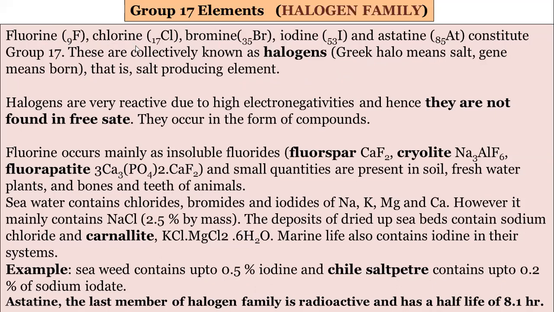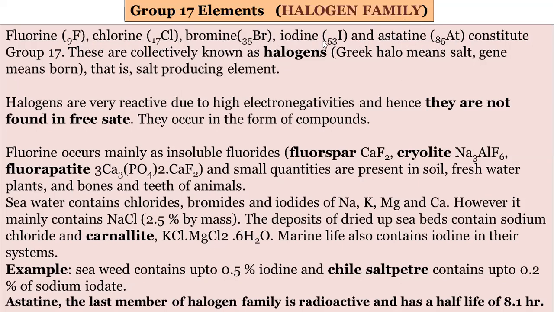Then FClBrI. This is a short form to remember. F fluorine, Cl chlorine, Br bromine, and I iodine. So 9, 17, 35, and 53 are the atomic numbers of fluorine, chlorine, bromine, and iodine, respectively. And this is astatine, but its chemistry is not very much known. Astatine atomic number is 85. So it is neglected from this group. We are considering the main elements.